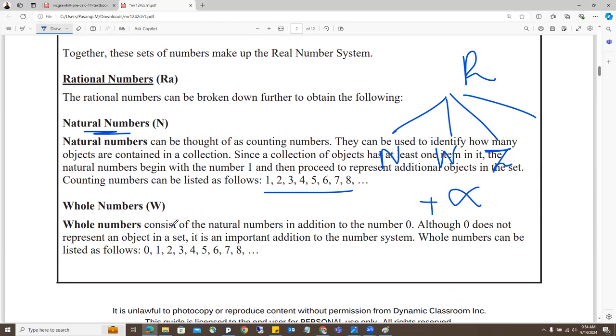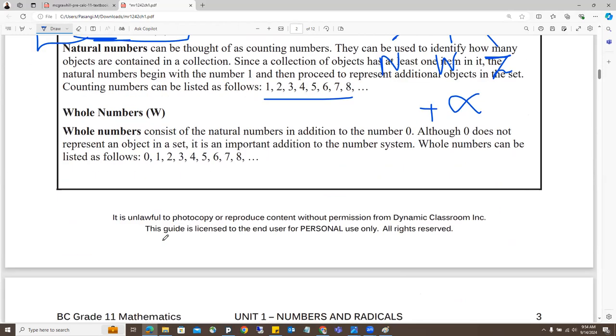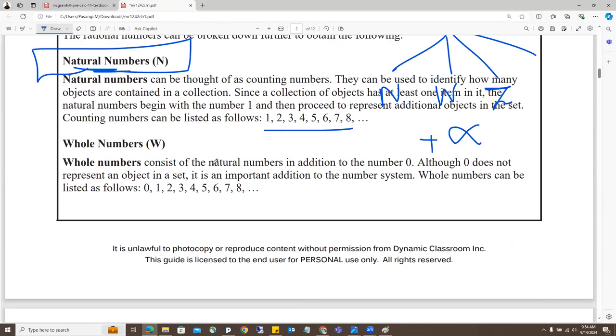Whole numbers consist of the natural numbers in addition to the number 0. Again, whole numbers means the natural numbers plus 0. Is it clear? No negatives. Although 0 does not represent an object in a set, it is an important addition to the number system.